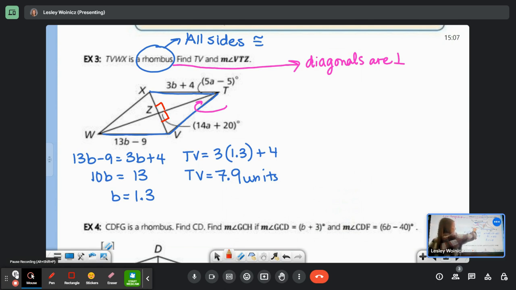So do I know what the measure of this angle is? This 14a plus 20 is 90. Okay. So I know that 14a plus 20 equals 90. 14a equals 70. Is a 5? Yes. Okay, now that I know a, what do I know about these two angles here?